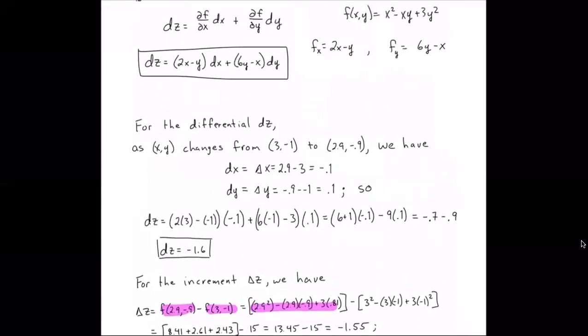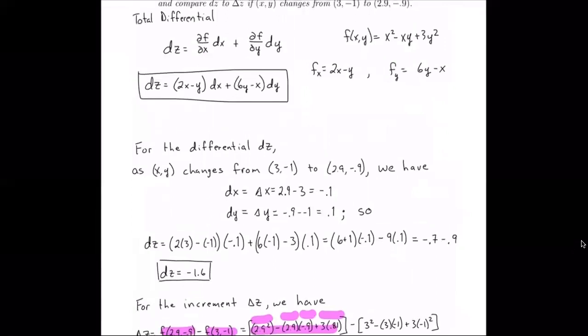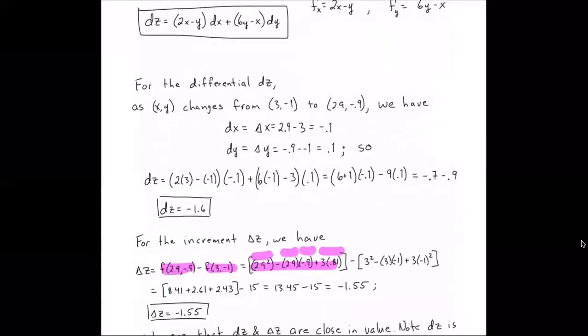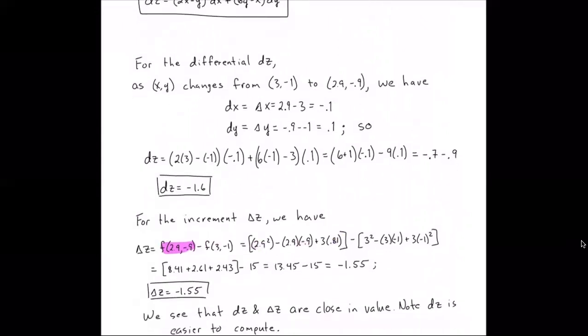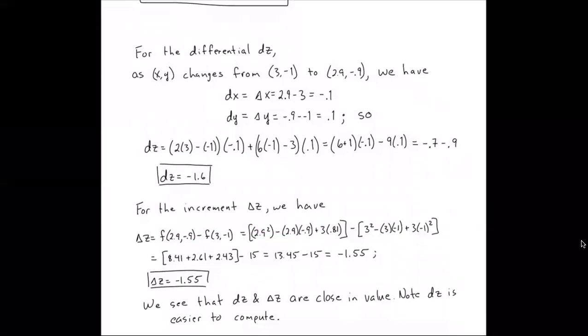It's, again, x squared minus x times y plus 3 times y squared. Okay, 3 times y squared at the end there. And taking those two differences, evaluating this function at both of those points here, and then the evaluation at the other point is this. And then the difference of those two, we end up with delta z being equal to -1.55.